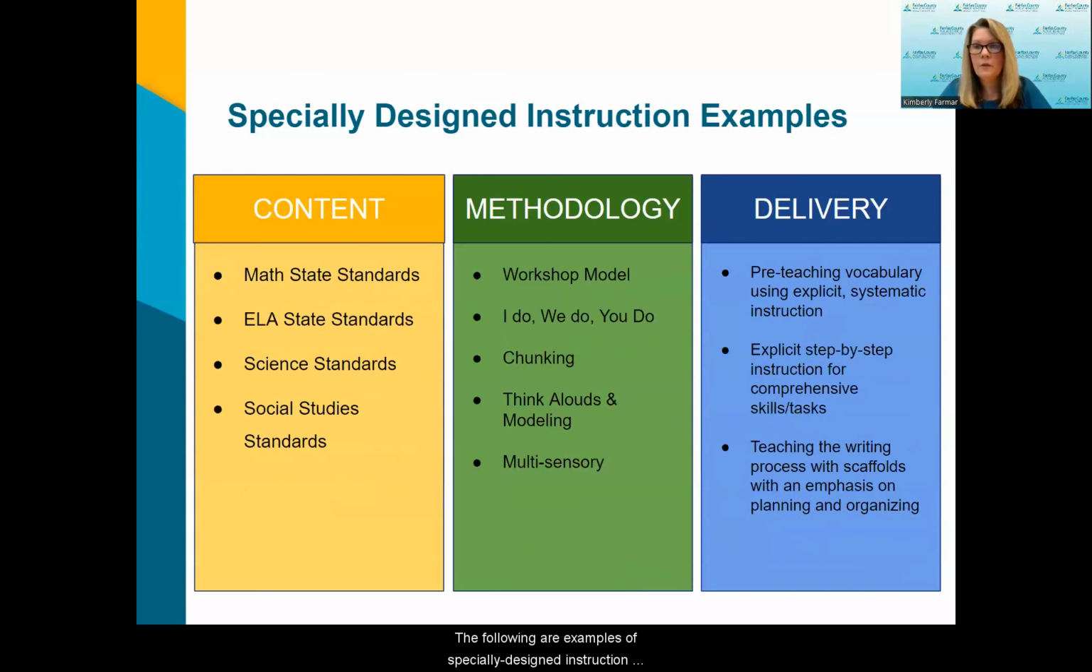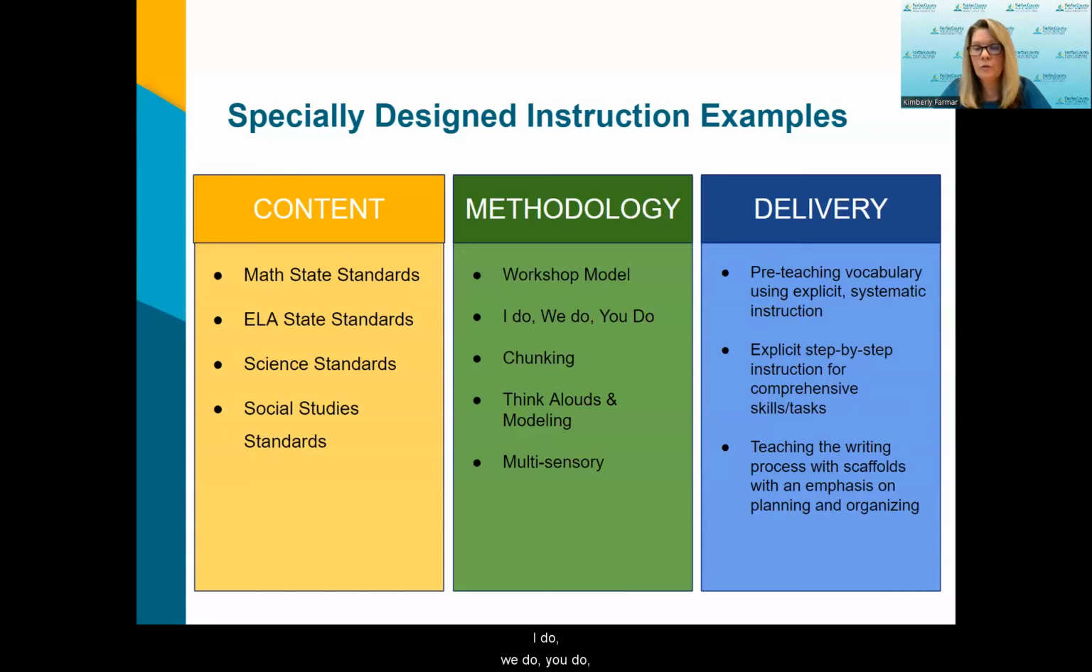The following are examples of specially designed instruction as it relates to content, methodology, and delivery. Under content, we have our core state standards in math, English language arts, science, and social studies. There are a variety of electives as well that students may access, which could require specially designed instruction, such as reading classes, personal development, strategies for success, world languages, specials, or fine and performing arts.